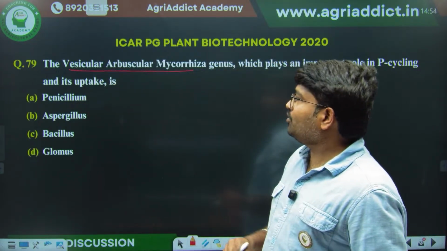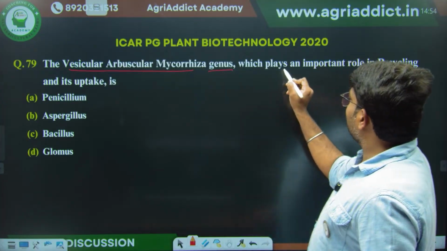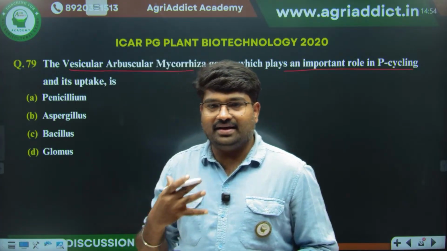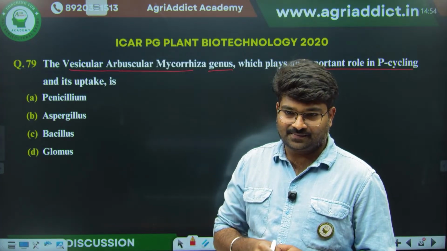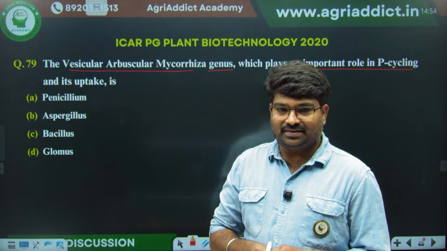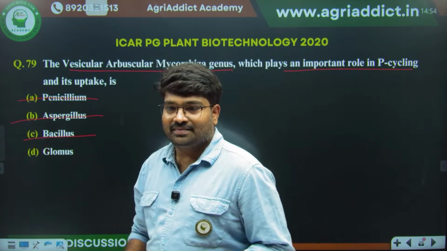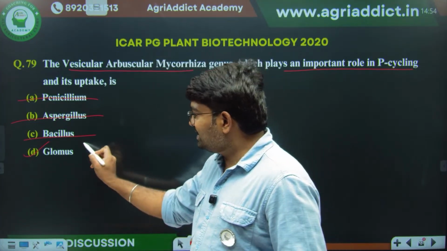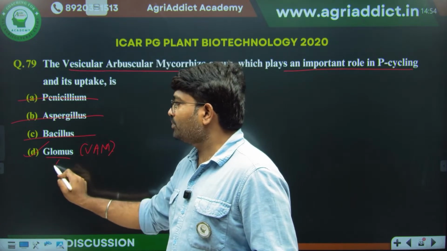Very good. Another important question. VAM, vesicular arbuscular mycorrhiza, the genus which plays an important role in phosphorus cycling and its uptake is. Which among these is a VAM genus? Penicillium, Aspergillus. Penicillium will never come. Aspergillus also will never come. Bacillus also will never come. Yes, Glomus. Glomus is a VAM genus.